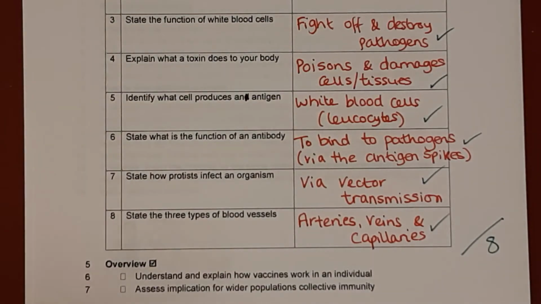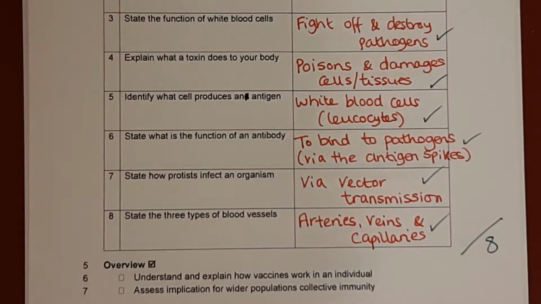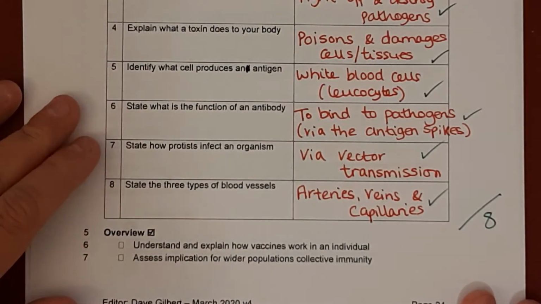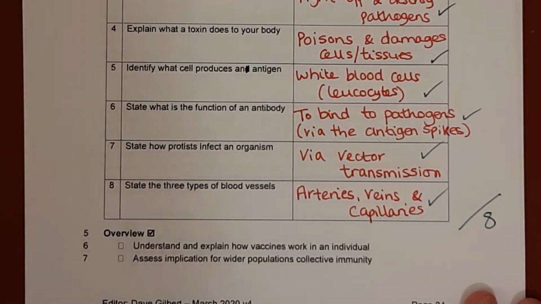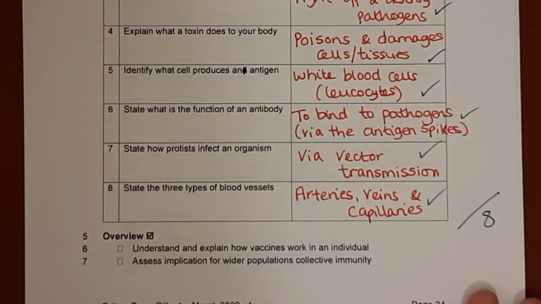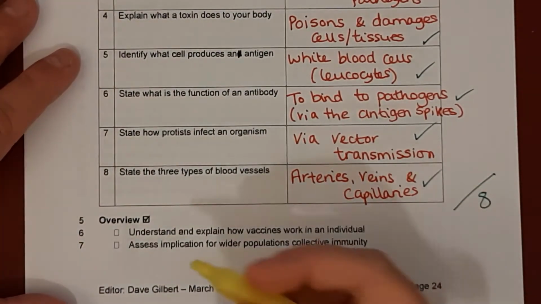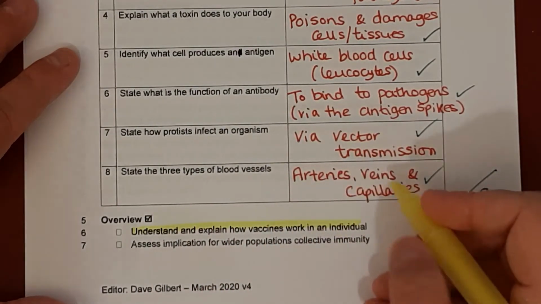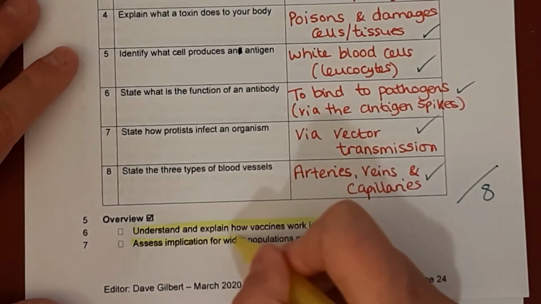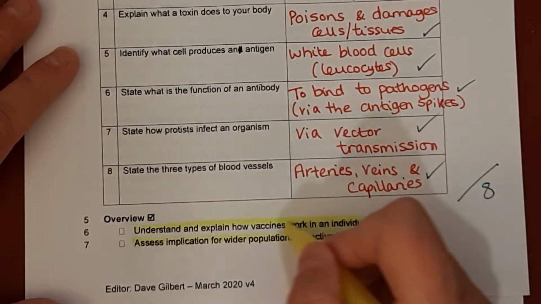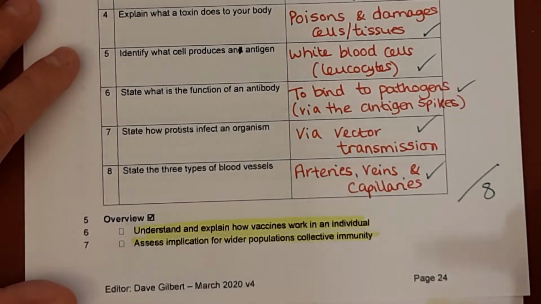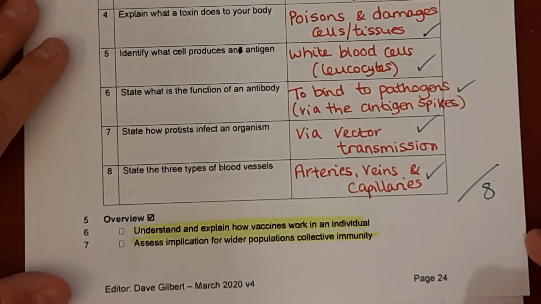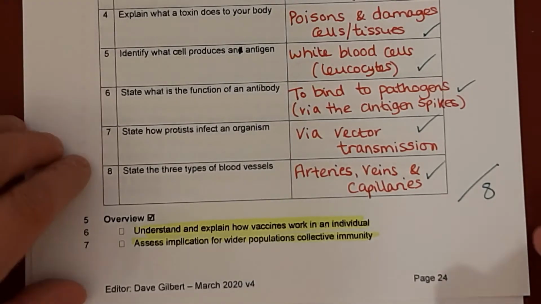Well done. So today's lesson, we are going to be doing the following. We're going to understand and explain how vaccines work in an individual, so in one person, and we're going to assess implication for wider populations' collective immunity. So what that means is we're going to look at how immunisation in individuals affects the immunity of a whole population system.